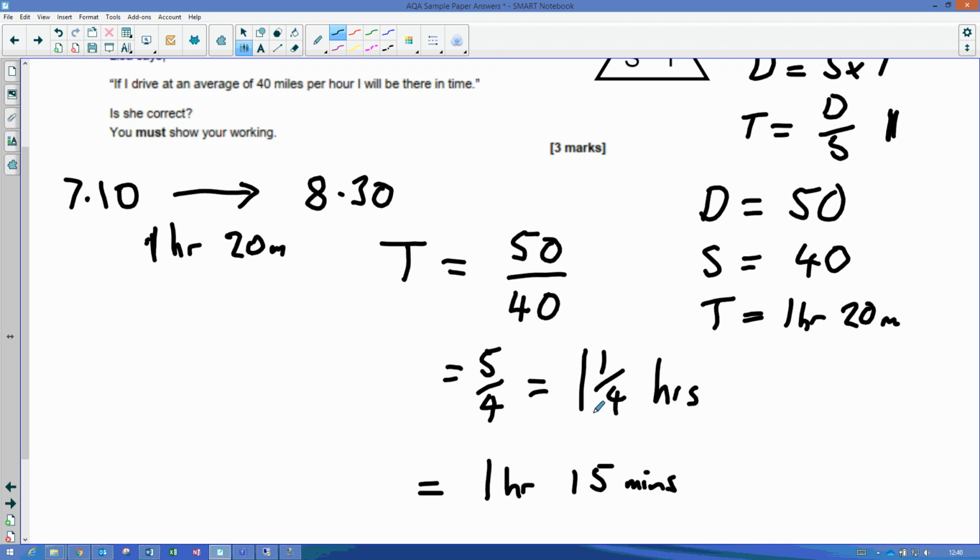So you can see what we've worked out is that by trying to travel 50 miles at 40 miles an hour, it will take us 1 hour and 15 minutes. Does that answer my question? If I drive at an average of 40 miles per hour, I will be there in time, is what Lisa said. So that would have taken 1 hour and 20 minutes. Driving at 40 miles an hour will actually only take 1 hour and 15 minutes. So she'll get there a little bit before she needs to. So yes, she is correct.